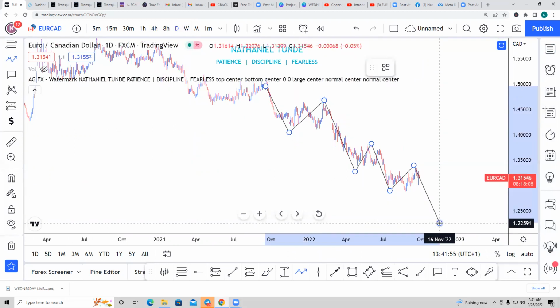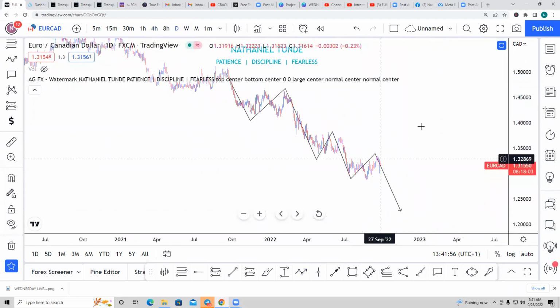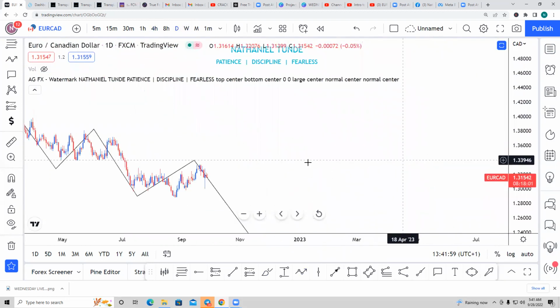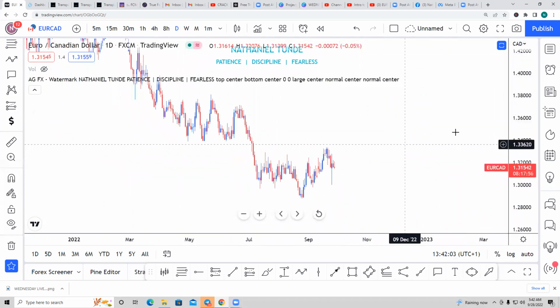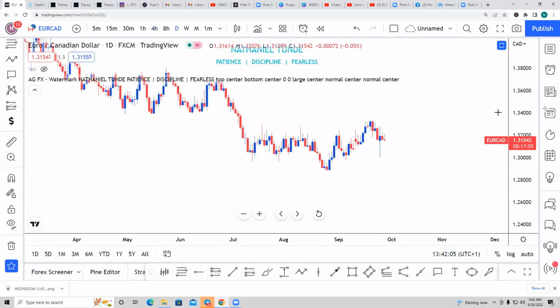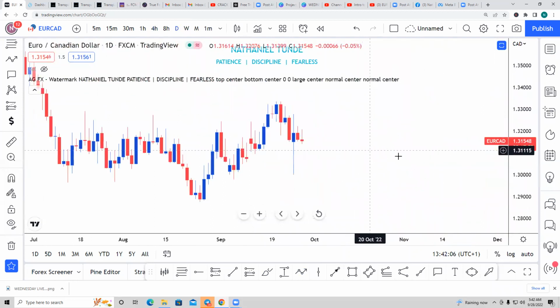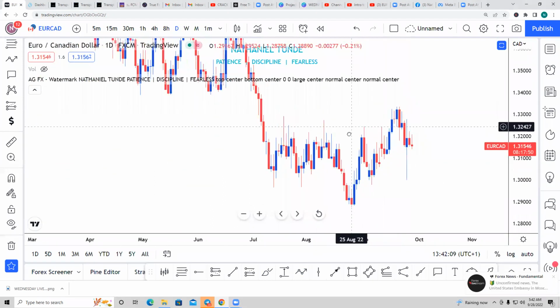What do you need next? Impulse. Okay. But the question is this: where do we get in for the next leg lower? Where should we get in for the next leg lower?